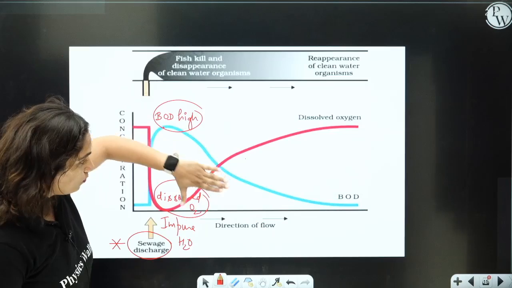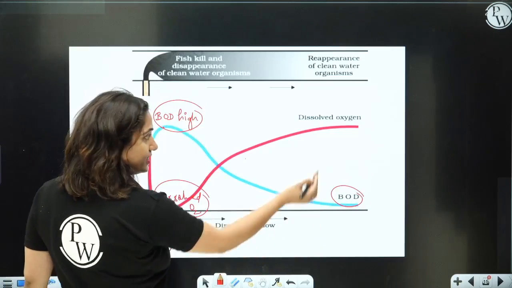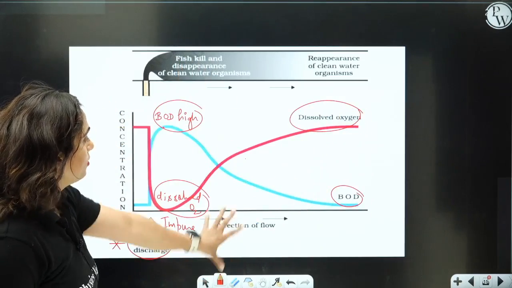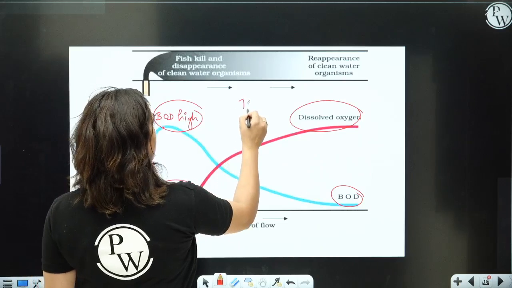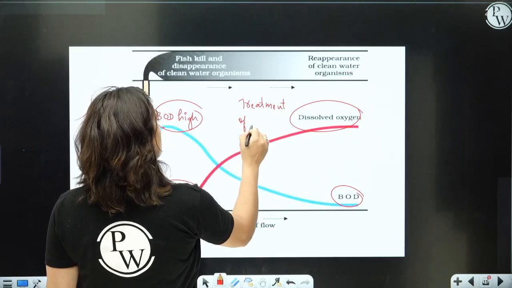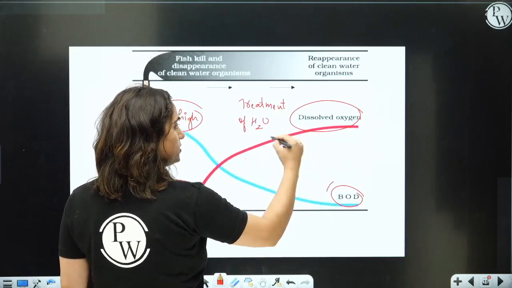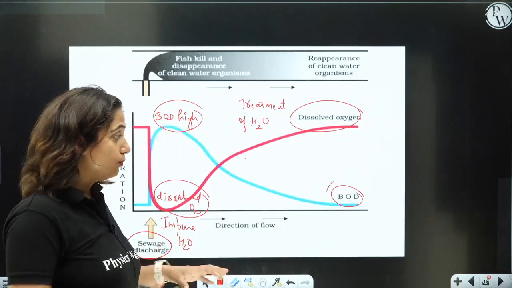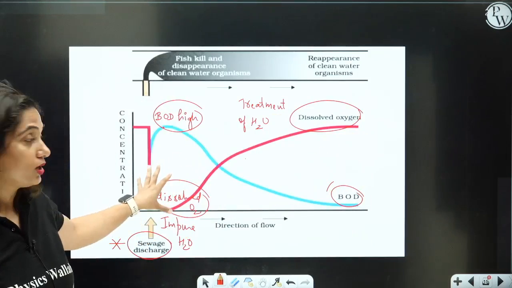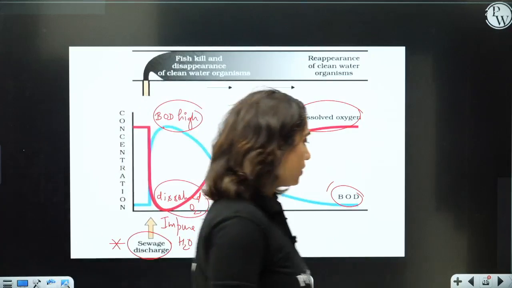And as we move to purify the water, the BOD will decrease and the dissolved oxygen is increasing, right? So here we are treating the water. As we treat the water, the BOD of water is getting decreased, but the dissolved oxygen is increased. That means pure water has less BOD, more dissolved oxygen, and impure water has more BOD and less dissolved oxygen. Okay.